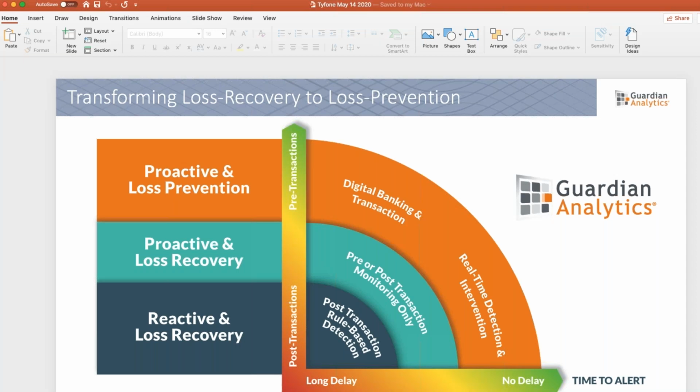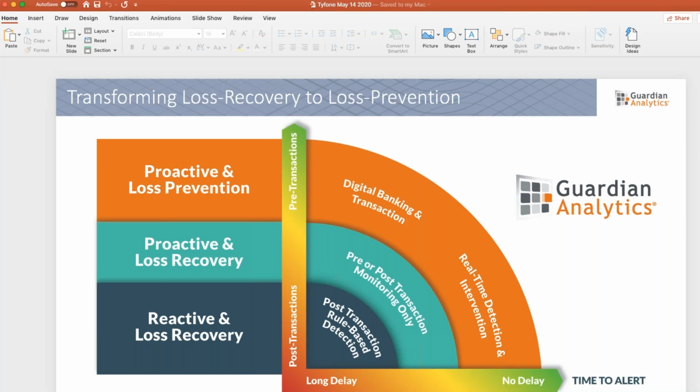And then in the middle, where the system can do a little bit of pre- or post-transaction monitoring but does not have the capability to do real-time intervention, the financial institution is in a slightly better state. They may be able to proactively prevent some fraud from happening, but they're still in a loss recovery mode because they don't have the ability to stop a suspicious payment or user activity at the time when it happens.